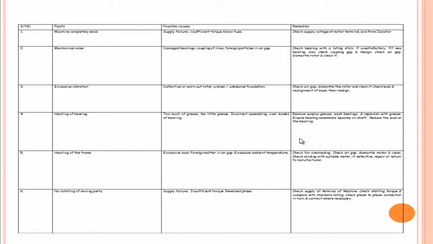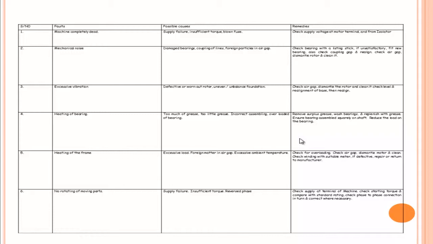Now, the third type of fault is excessive vibration, and this is likely caused by a defective or worn out rotor, or an uneven or unbalanced foundation. Now, what are the likely remedies? You should check the air gap, dismantle the rotor and clean it, check the levels as well as check the alignment of the base, and if it is not properly aligned, then you should realign it.